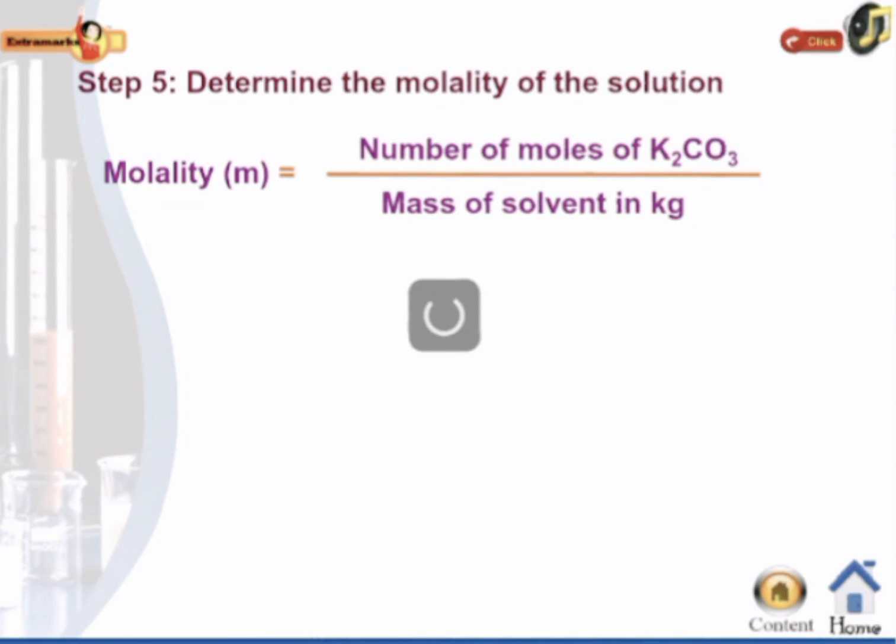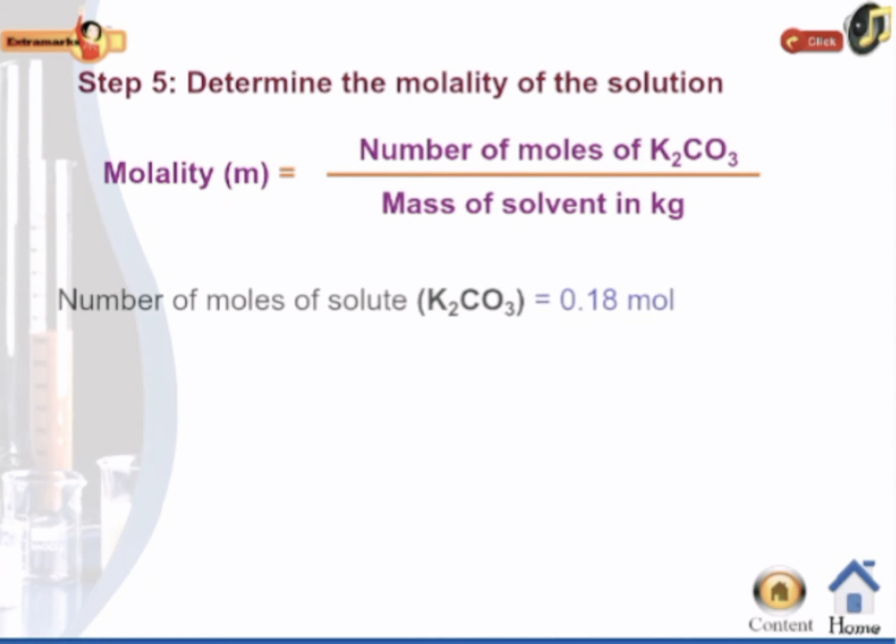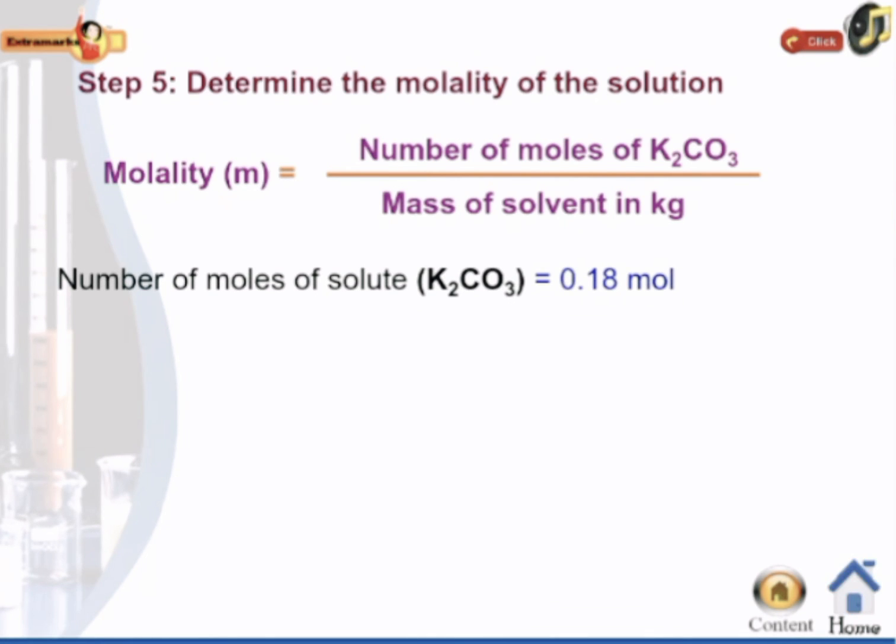Step 5. Determine the molality of the solution. We already have calculated the number of moles of potassium carbonate, that is 0.18 mole, and the mass of solvent as 575 grams, which is equal to 0.575 kilograms.